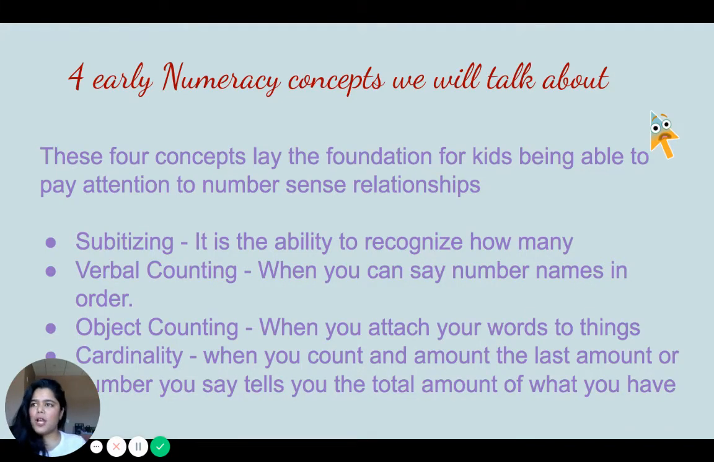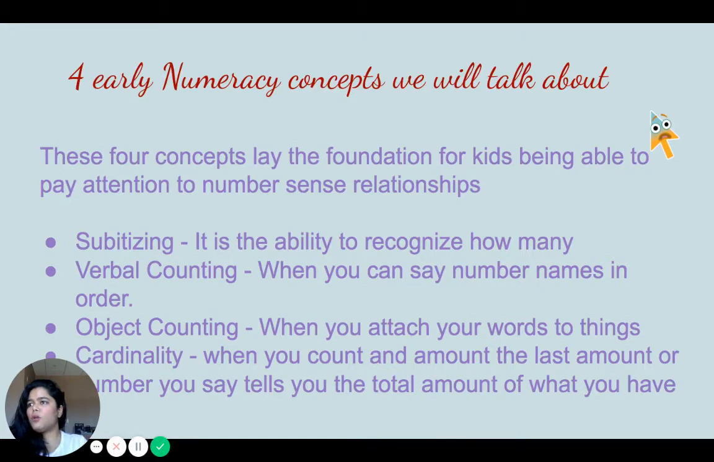Verbal counting is when a child can recite all their numbers in order and they know the names of the numbers in order. Object counting is slightly different to verbal counting. It's when they attach those names from verbal counting to objects. So for example, if I give a child 10 objects and they tell me the first one is 1, the second one is 2, third one is 3, and the fourth one is 4, and so on till number 10, that is called object counting because they're associating a number name with an object.